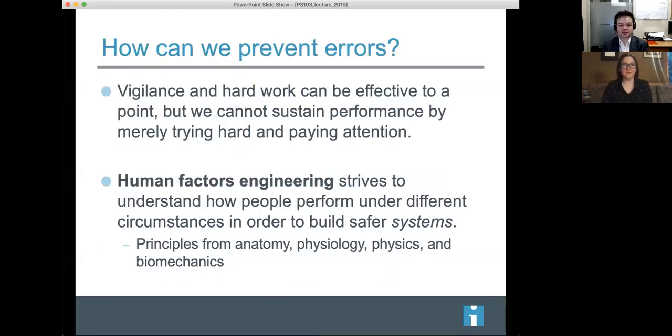Okay. So how can we prevent errors? Vigilance and hard work can be effective to a point, but we cannot sustain performance merely by trying hard and paying attention. So this is where human factors comes in.